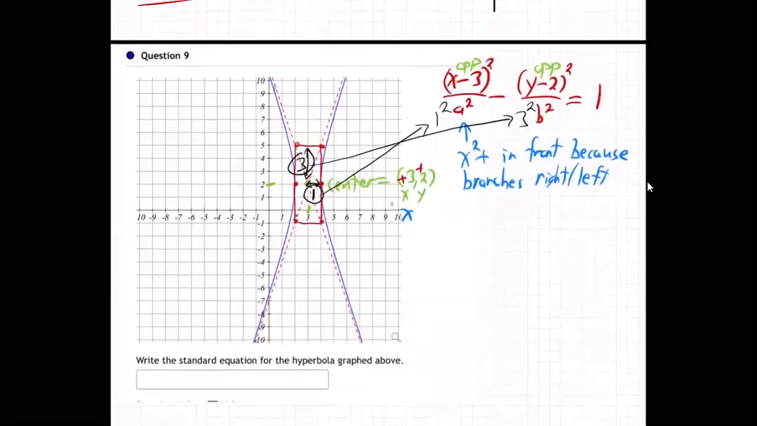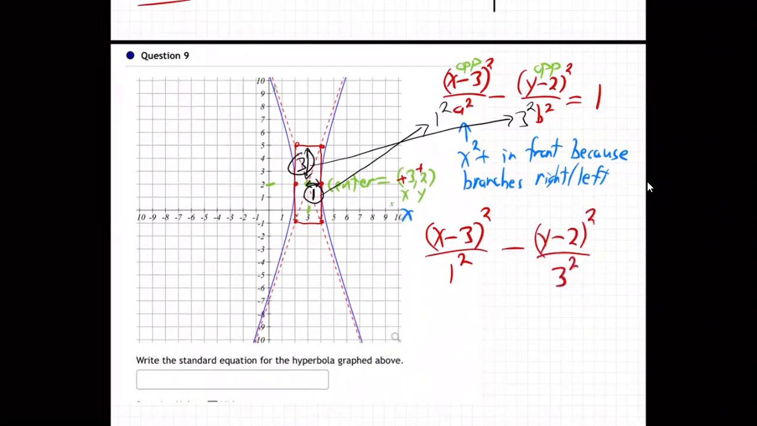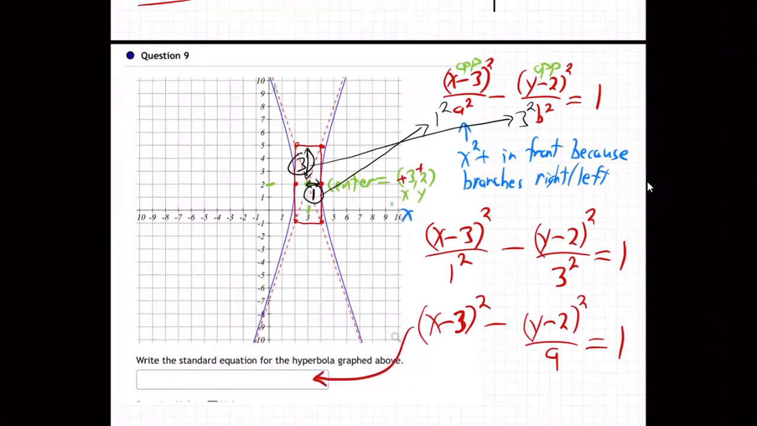We go, oh yeah. So then this equation becomes (x minus 3) squared over 1 squared minus (y minus 2) squared over 3 squared equals 1. And then we can simplify that. This is just going to be (x minus 3) squared. We don't even need to write the 1 squared because it's just 1, and dividing by 1 doesn't do anything. Over 9 equals 1. So there it is. That's what we're going to put in this box. That's the standard equation for the hyperbola that is graphed there. So there we go.